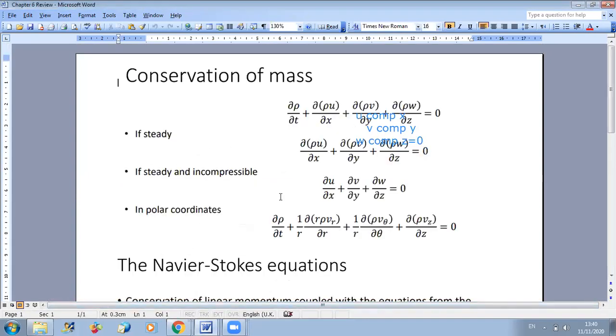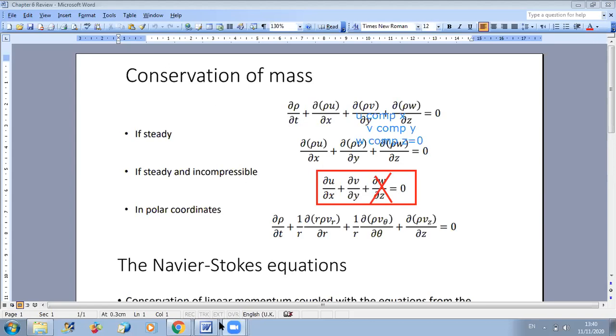We look at our equation. What is the equation to use? The equation to use is this one. Del u by del x plus del v by del y plus del w by del z equal to 0. But in our problem, we said it's a 2D problem, no velocity in z. So del w by del z is 0. So in this problem, what will be our equation? Del u by del x plus del v by del y equals 0.